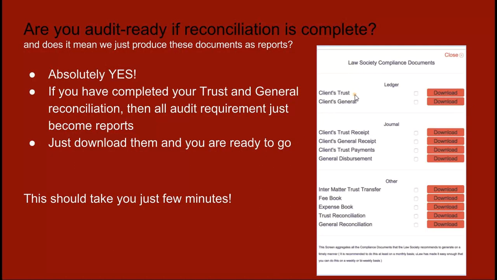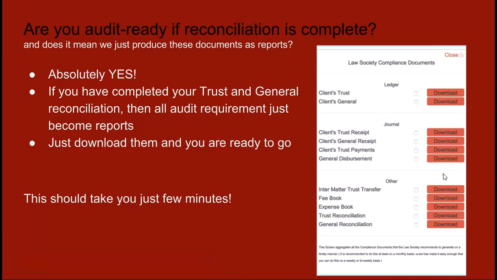Okay, so the question is, are you audit ready if your reconciliation is complete? And our answer is yes. And what we also say beyond that is not only yes, we give you a quick Law Society compliance checkbox. After you've completed your monthly reconciliation, and this is specific to uLaw, you can actually just download all of those ledgers and journals and documents that you need as part of your monthly documentation.